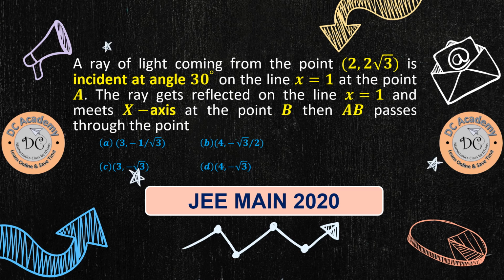Now, we need to find the particular point, whichever option is provided, through which AB is passing, right? So we need to first find the equation of AB, and then we have to verify the options. Let's go ahead and see how we solve this particular problem.